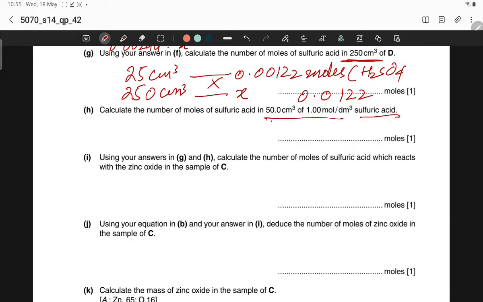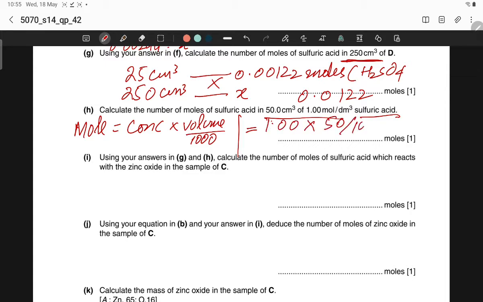Calculate the number of moles of sulfuric acid in 50 centimeter cube of sulfuric acid. That is the original sample. So mole is equal to concentration times volume divided by 1000, because volume is in centimeter cube. The concentration is 1.00 times 50 divided by 1000, and the answer is 0.05 moles.